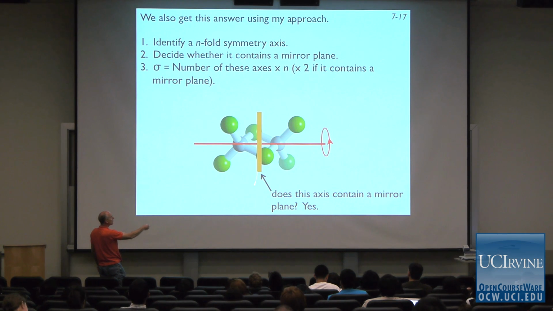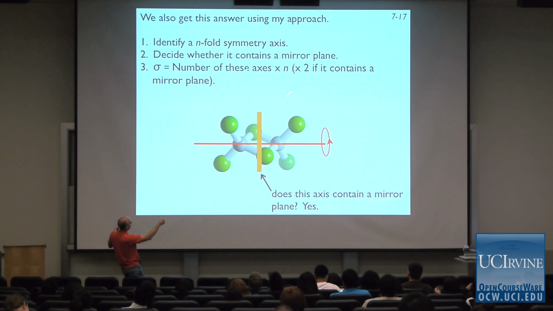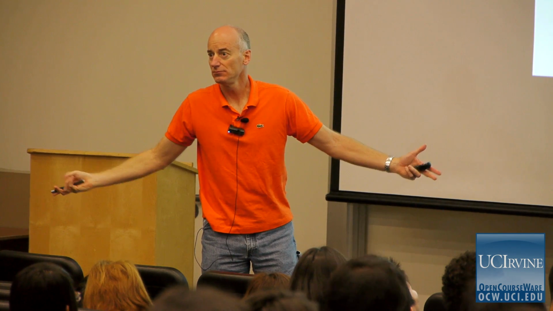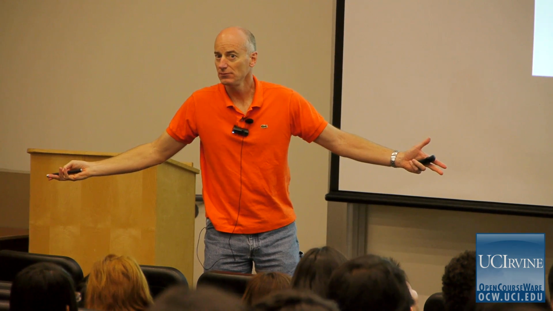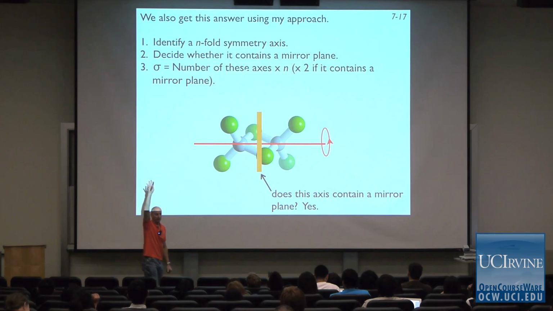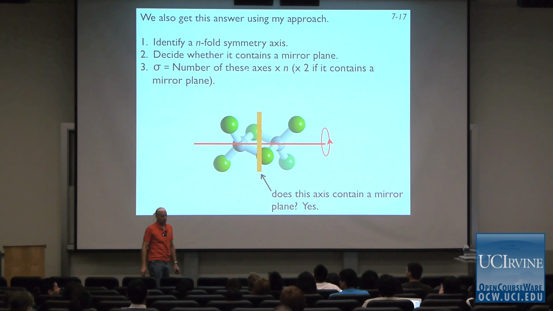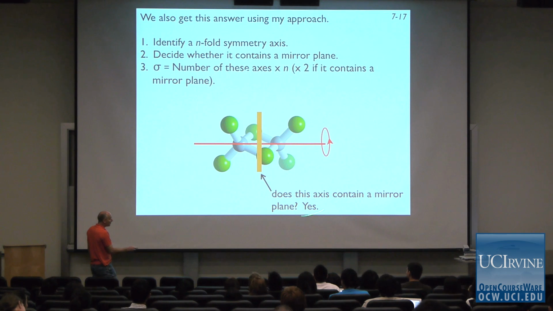Okay, is there a symmetry plane along this axis? Now, of course, if I had some artistic talent, I could draw it properly, but is there a symmetry plane there or not? How many people think there's a symmetry plane? How many people don't see it? Okay, well, that's pretty good. The answer is yes, there is.